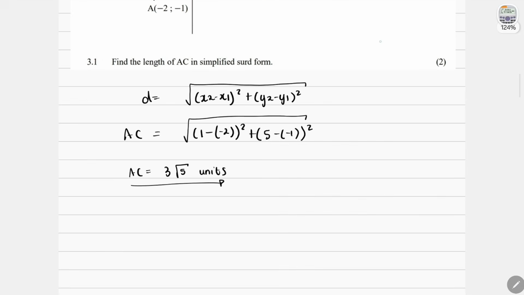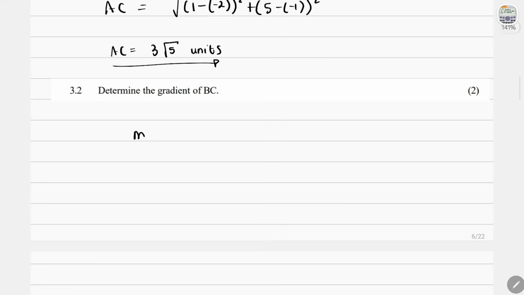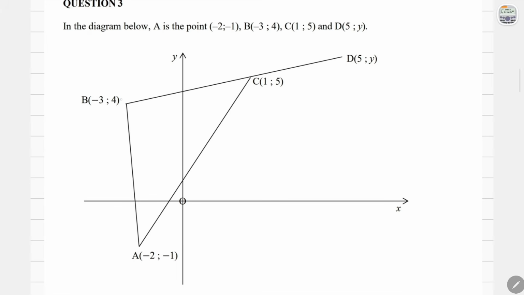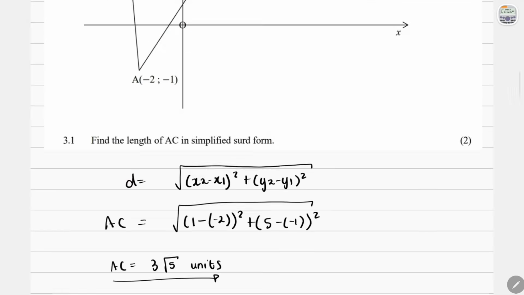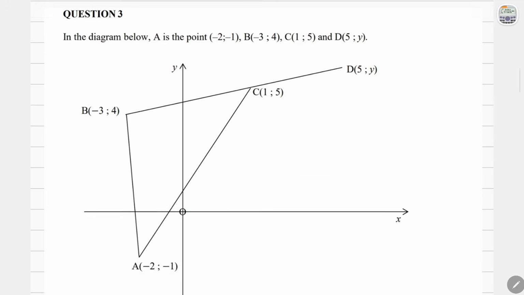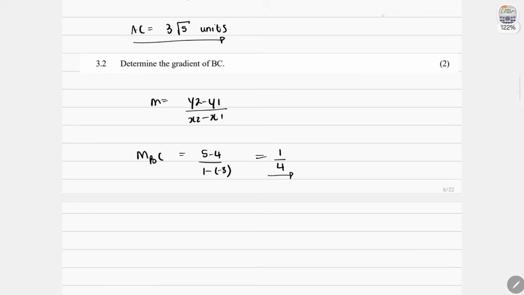Moving on to the next question. Question 3.2 says determine the gradient of BC. So use the gradient formula, y2 minus y1 over x2 minus x1. The gradient of BC using B and C: y2 minus y1, 5 minus 4, all over 1 minus negative 3. You can see 5 minus 4 is 1, and 1 minus negative 3 is just 4. So our answer is 1 over 4. That's the gradient of BC. Moving on to the next question.